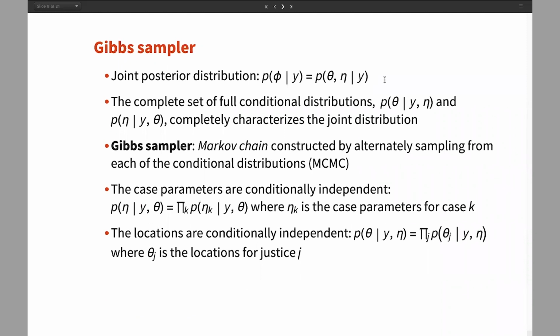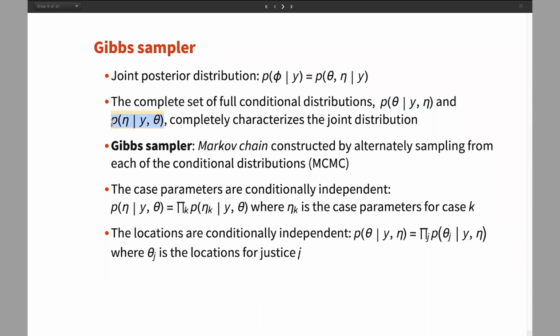Well, our phi, remember, is made up of two different kinds of parameters, two different kinds of unknowns. There is theta, which are all the locations, and there is eta, which are all the case parameters. Now, there's a remarkable theorem that says that any joint distribution is completely characterized by the complete set of full conditional distributions. Well, in our case, that's two. I mean, there's a lot of vectors and stuff in here, but we're just treating these things as individual objects. There's the conditional distribution of the locations given the case parameters, and there's the corresponding conditional distribution of the case parameters given the locations.